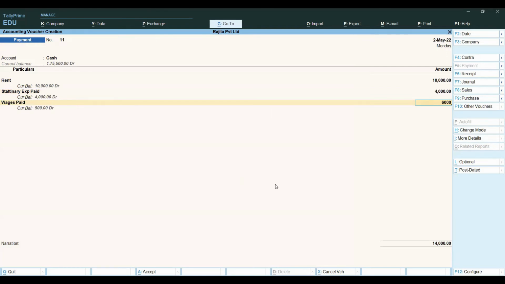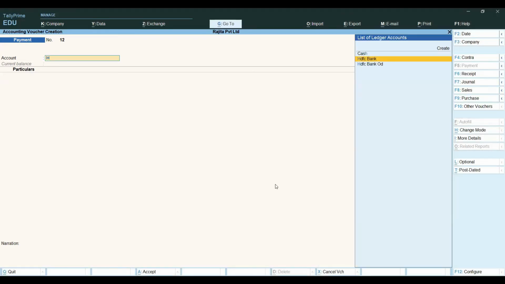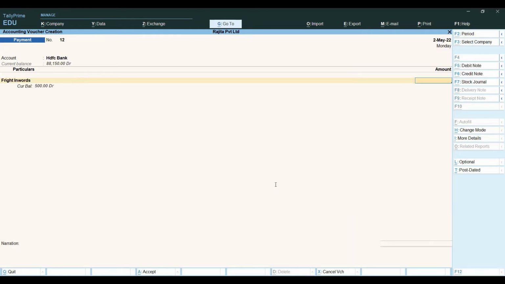Okay, same date, ma'am. Rent paid by cash, stationery expenses paid by cash, wages paid by cash. Next one, ma'am: paid freight charges by cheque. We are paying freight charges by cheque. How many rupees are you paying for freight charges?